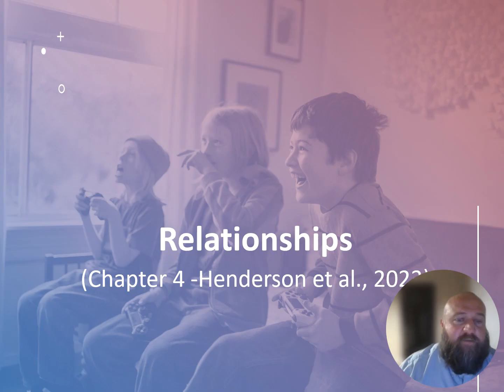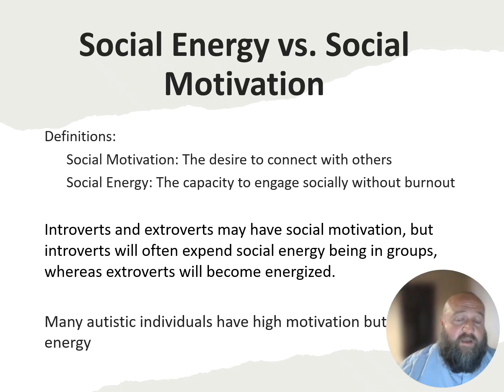Moving on, we're going to start talking about relationships and social interactions. So this could be friendships. It could also be romantic relationships. We're not going to go into a crazy amount of detail here. It's going to be more general information for all of those types of social settings. So one general foundational thing to keep in mind, and this comes straight from this text, is an understanding of what we call social motivation and social energy. Social motivation is the desire to connect with others. Social energy is the capacity to engage socially with somebody without burning out.